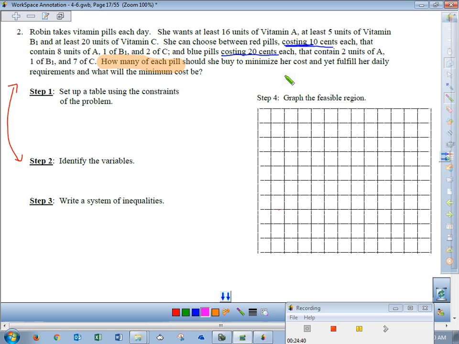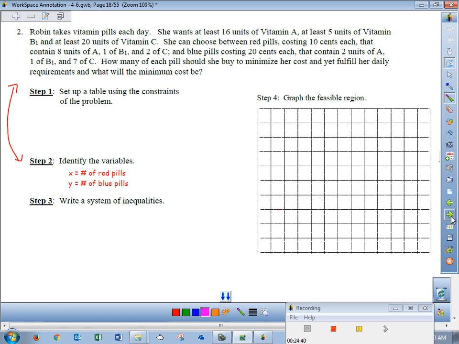So I still feel that doing step 2 first, identifying the variables, is our first move. They are asking us how many of each pill. Bing! Right there. So I got to go back and figure out what kind of pills they were talking about. You know, it's not vitamin A pills or vitamin B pills or any of that. You got red pills, right? So red pills and blue pills. So just going back and reading for detail, there's our two variables right there.